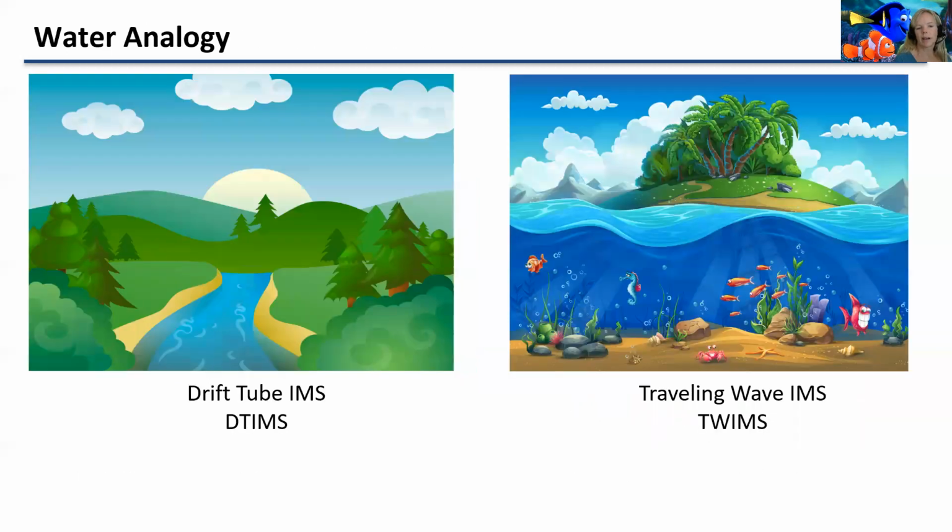So when we think about drift tube ion mobility and traveling wave ion mobility, I like to think of things visually. So here I've got a nice water analogy where in our drift tube, we have this nice stream that's flowing towards us. And then for our traveling wave, we have this nice little wave that's moving through our environment. And it's a nice uniform wave.